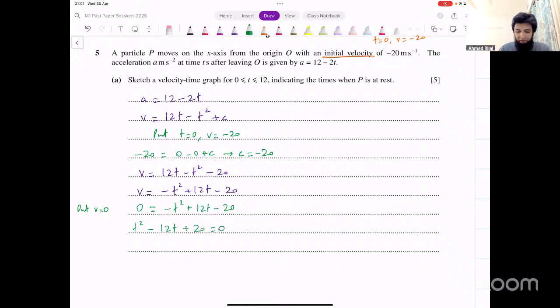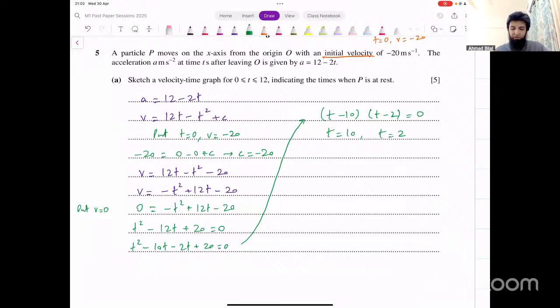Now, can we factorize this? We can use 10 and 2. So t squared minus 10t minus 2t plus 20 equal to 0. That gives us two factors, t minus 10 and t minus 2. t either equals 10 or t equals 2. These are the two values of t that we're getting. These are the points at which the particle is at rest.